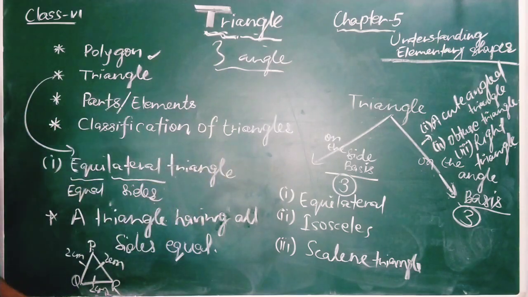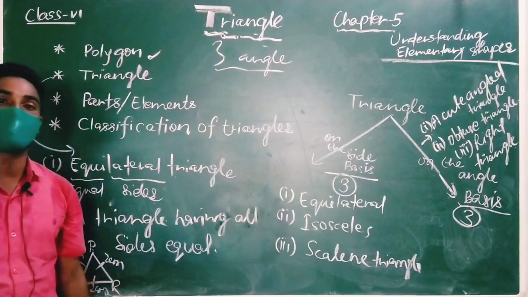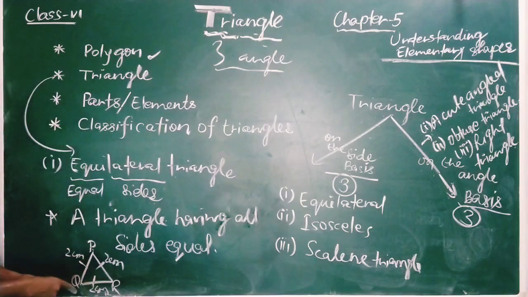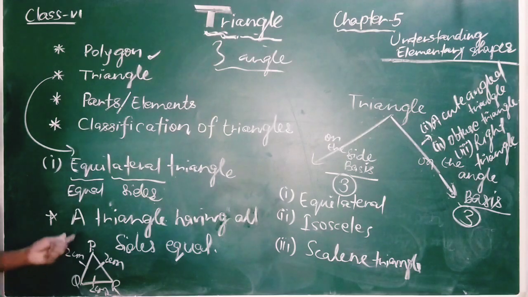But whatever the length of one side will be, all sides will contain that only. So all sides are equal. If that is there, then that is called an equilateral triangle. So by the definition, a triangle having all sides equal is called an equilateral triangle.